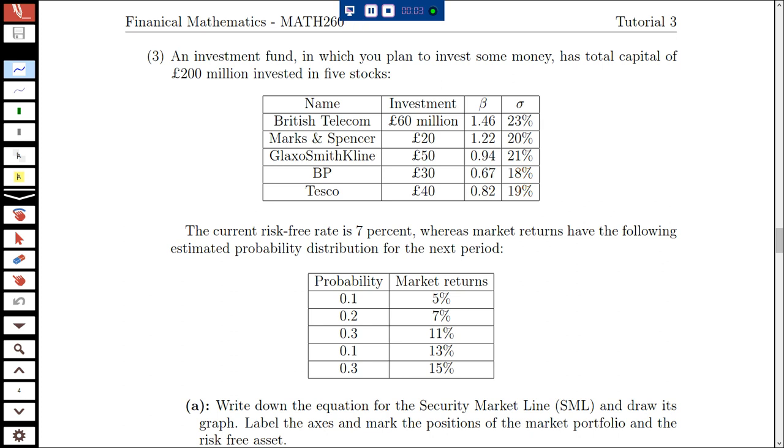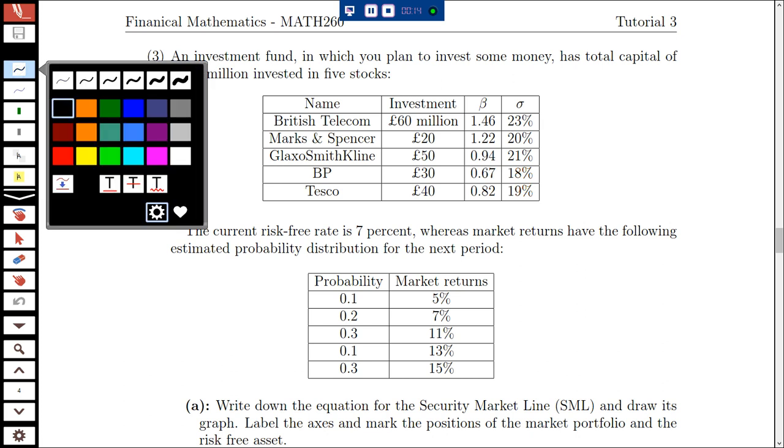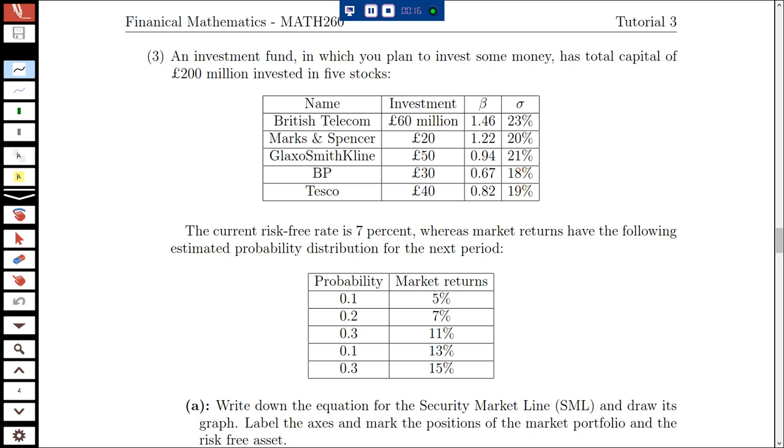Okay, let's take a look at tutorial 3, question 3. So we have an investment fund in which you plan to invest some money, has some capital, 200 million. So we have some stocks. We have the weights of the investments, 60 million. I guess there's 20 million, 50 million, 30 and 40 million. We have some beta values and some risks.